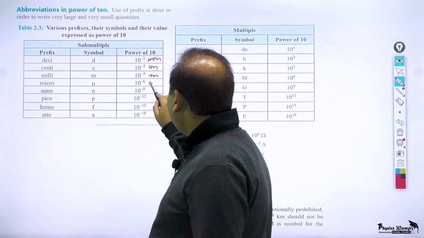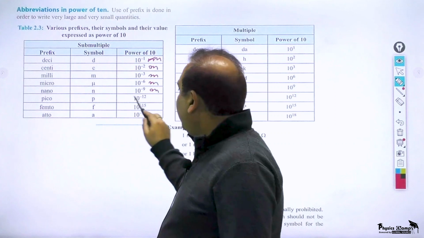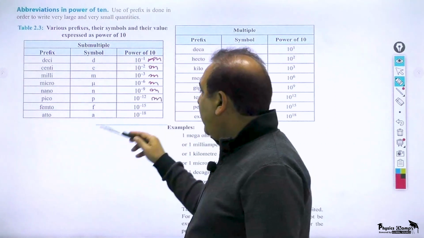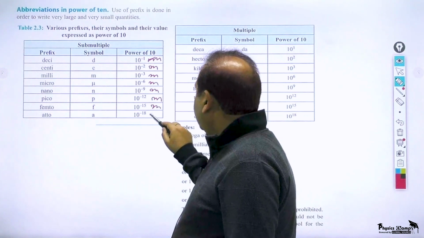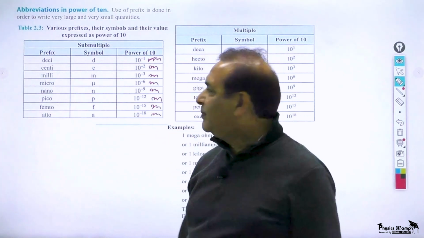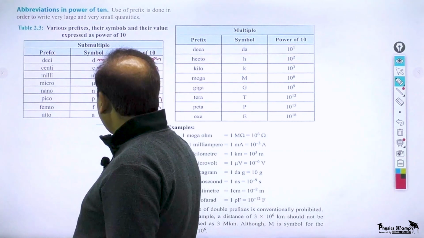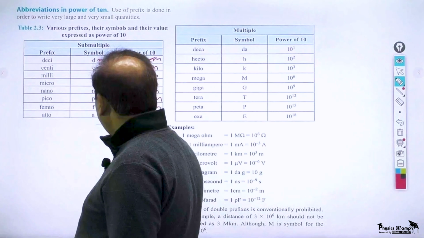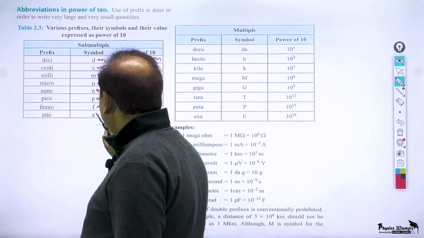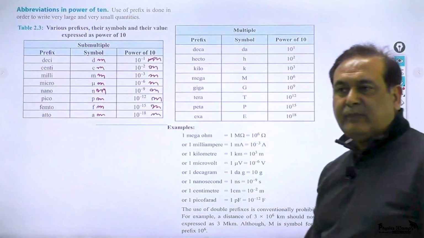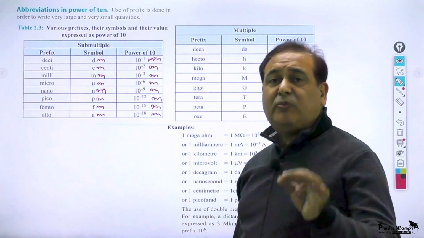1 micrometer is 10 to the power minus 6 meter. 1 nanometer is 10 to the power minus 9 meter. 1 picometer is 10 to the power minus 12 meter. Femto or 1 Fermi meter is 10 to the power minus 15 meter, and atto, that is 10 to the power minus 18 meter. So this is decimeter, centimeter, millimeter, micrometer, nanometer, picometer, Fermi or femtometer, and attometer. So they are the abbreviations in the power of 10 for smaller units.